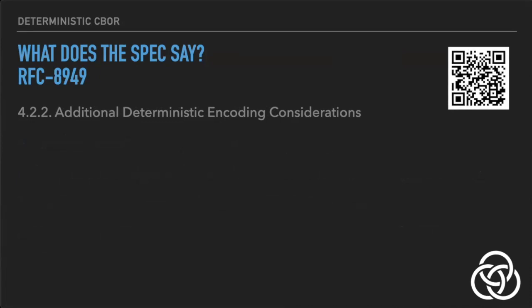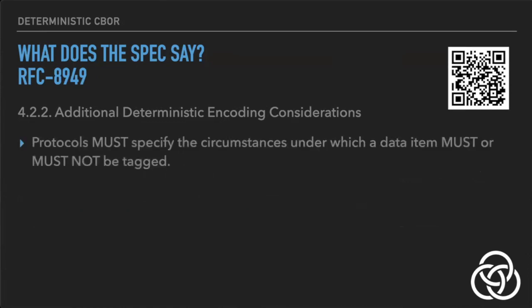These are things that can't necessarily be controlled in the API, but must be considered by developers. Protocols must specify the circumstances under which a data item must or must not be tagged. CBOR has a very useful way of extending its self-describing nature by adding what they call CBOR tags, which are integers that identify semantically the data that follows.